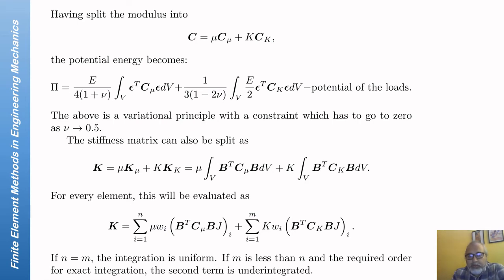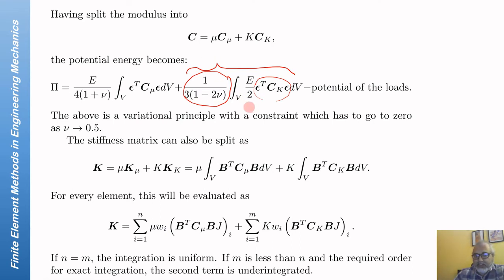Now, if you have done a course on optimization or variational methods, you would know that terms of this kind are called constraint equations. So this is a quantity that can go to infinity as nu tends to 0.5. And if you still have to minimize this, you have the constraint that the volumetric strains, which are hidden in this term actually, have to go to zero. So to be able to solve the problem, we have to find the strains in such a way that the volumetric strains go to zero.